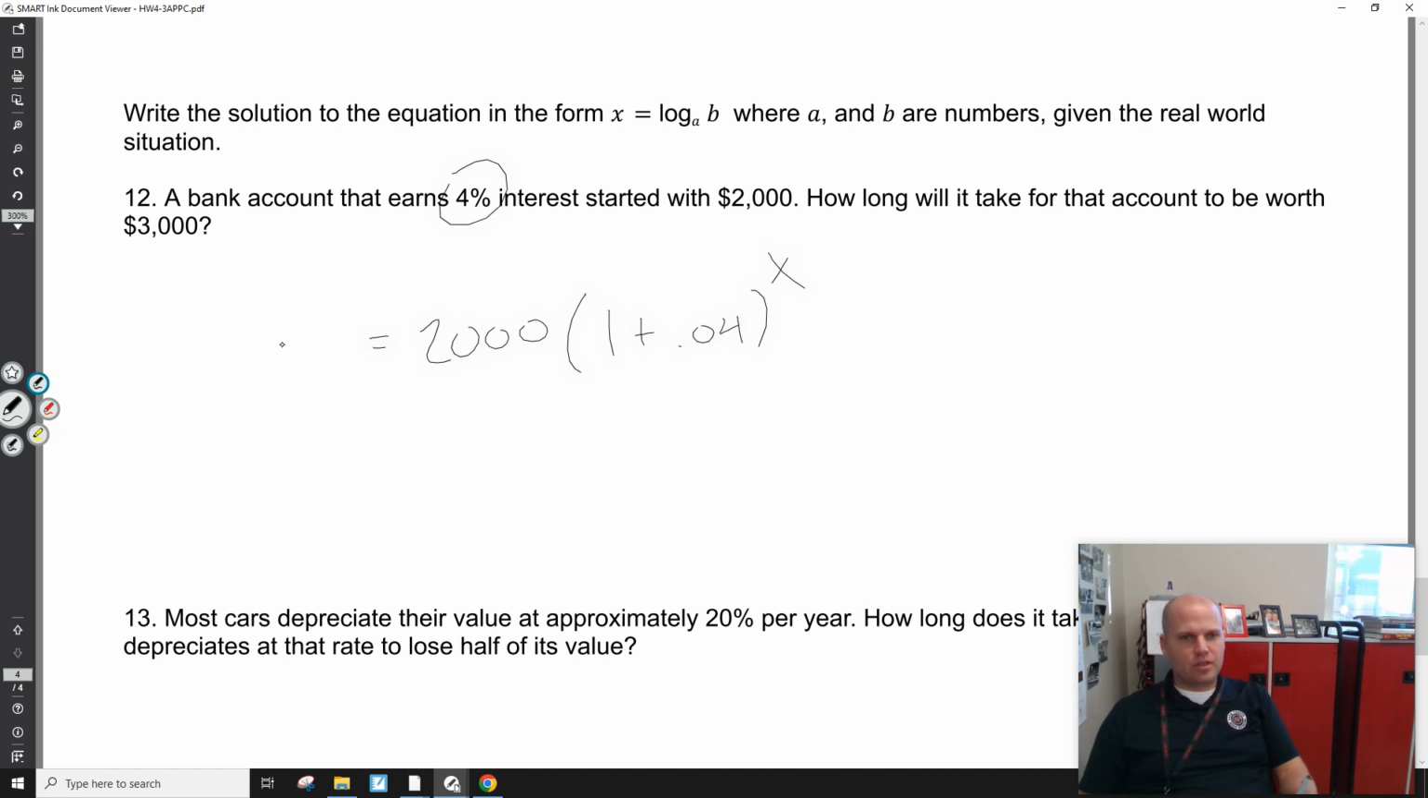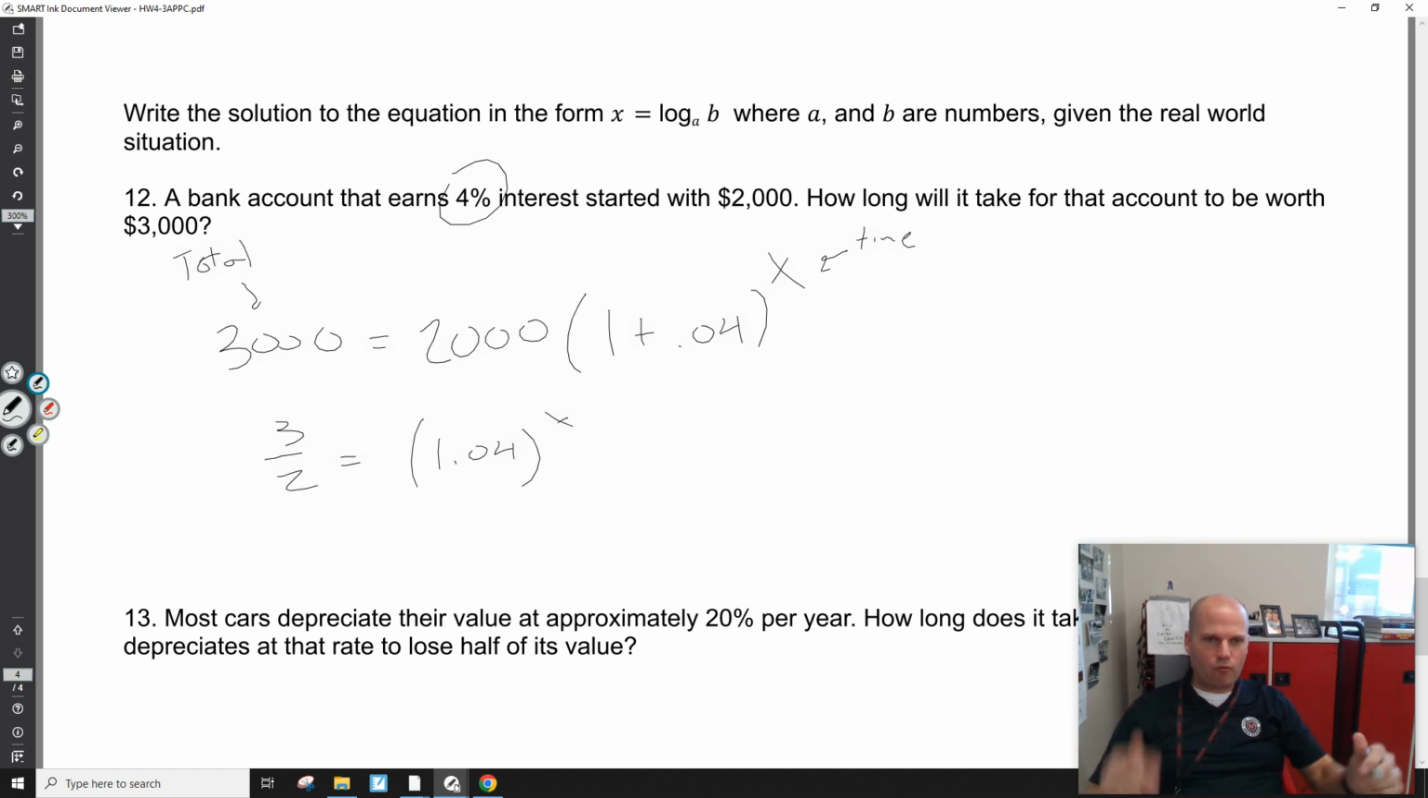Okay? And this is the equation y. X is time. Y was the amount of money that you have, your total. Well, we're asking how long will it take for my total to be $3,000? We can solve this. Divide both sides by 2,000. You get 3/2 equals, I'm going to go ahead and simplify this to be 1.04 to the x.